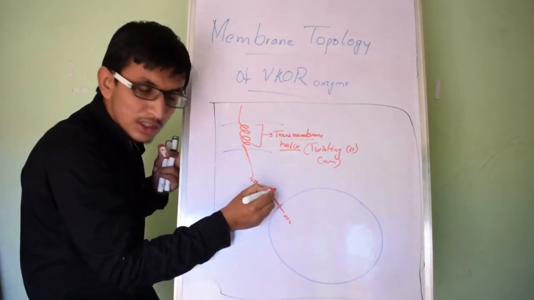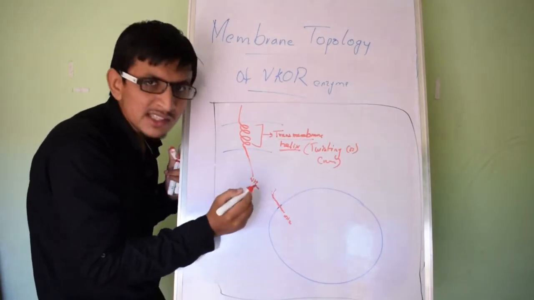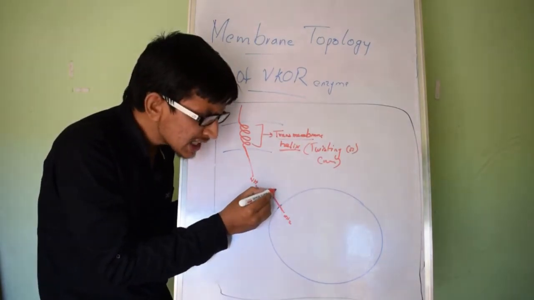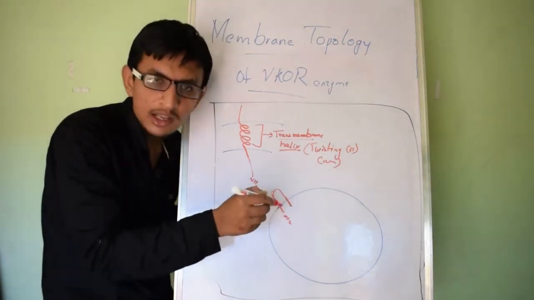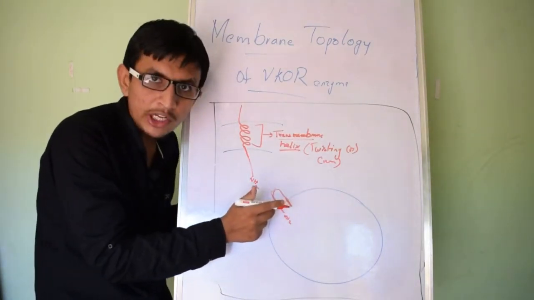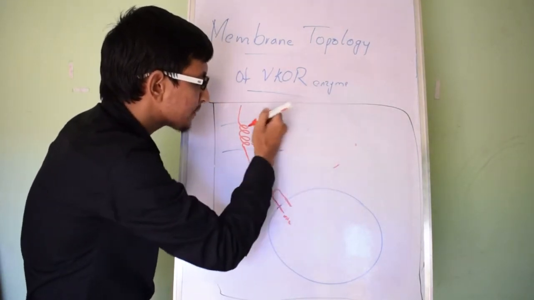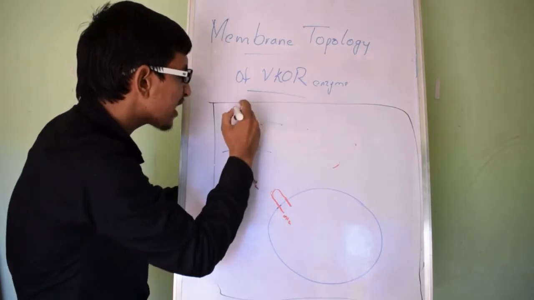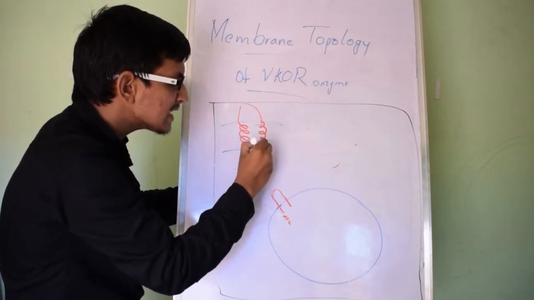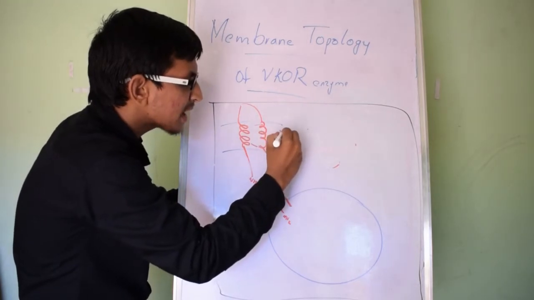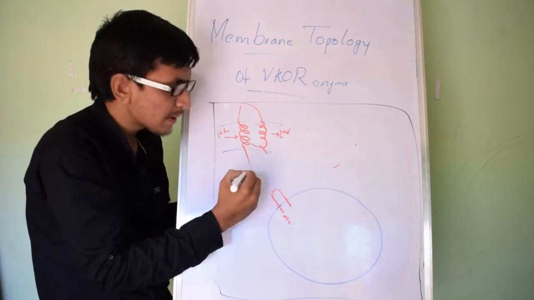It comes outwards into the cytosol of the hepatocyte. And once it is present in the cytosol of the hepatocyte, again it will go inside into the membrane of the endoplasmic reticulum by forming another transmembrane helix, and we call this the second transmembrane helix. See, this is the first transmembrane helix and this is the second transmembrane helix.